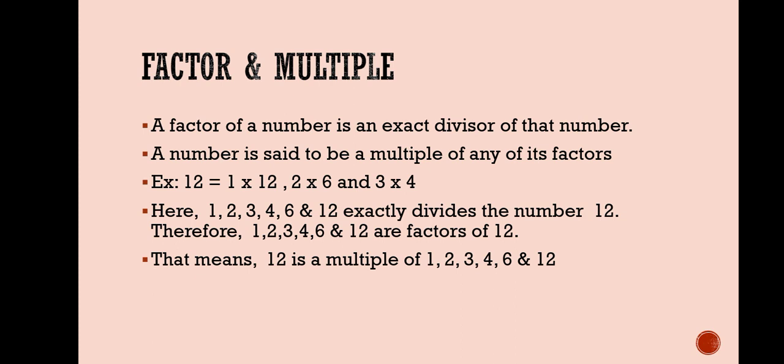A factor of a number is an exact divisor of that number. 12 is exactly divisible by these numbers. 12 is exactly divisible by 2, and we get 6 as the quotient and remainder 0. 12 is exactly divisible by 3. We get the quotient 4 and the remainder 0. So that's why we say a factor of a number is an exact divisor of that number.